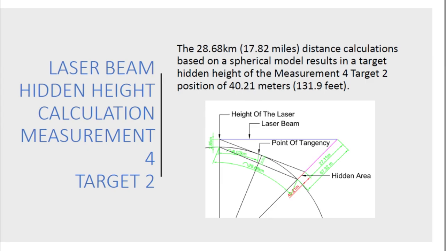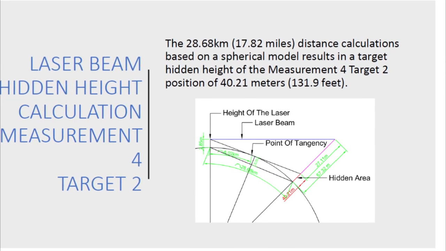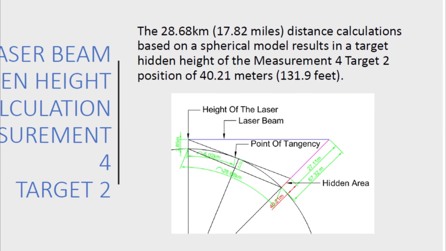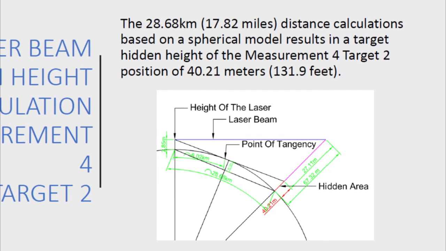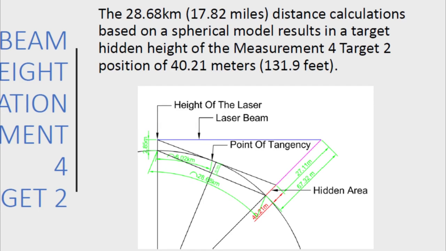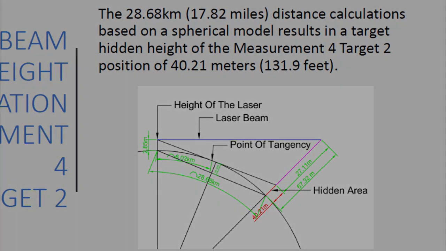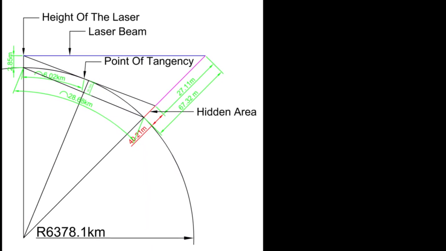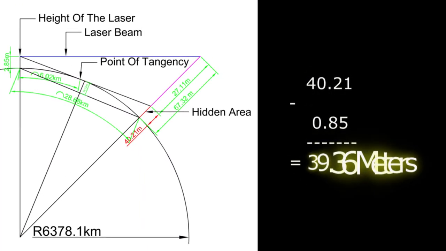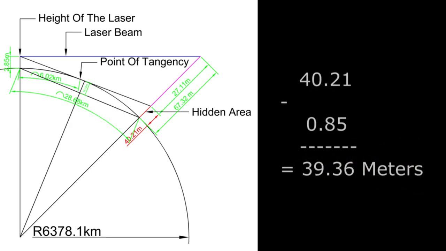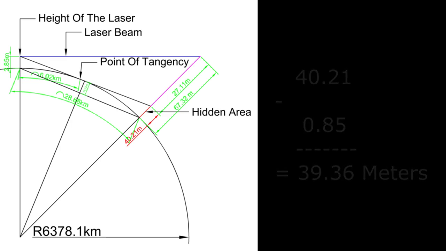It's really awesome. The 28.68 kilometer calculations based upon the WGS-84 geoid model resulted in a target hidden height for measurement 4, Isil Lake, target 2 location of 40.21 meters or 131.9 feet. The WGS-84 mathematical construct differed by 39.36 meters in this measurement, which meant 98% of the target hidden height was visible.